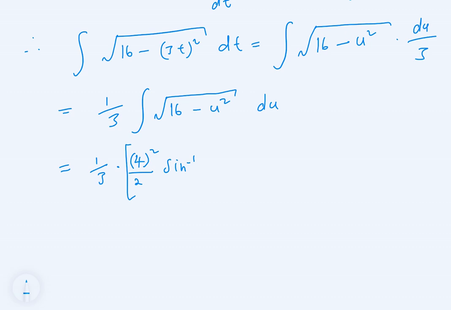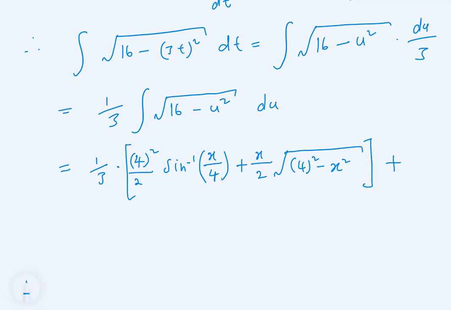Now we apply the formula: 4 squared over 2 multiplied by sine inverse of x over 4. In place of a, we put 4. Plus x divided by 2, multiplied by the square root of a squared, which is of course 4 squared, minus x squared. Close the bracket here. And of course, we're going to put a plus c at the end, because we're dealing with an indefinite integral.